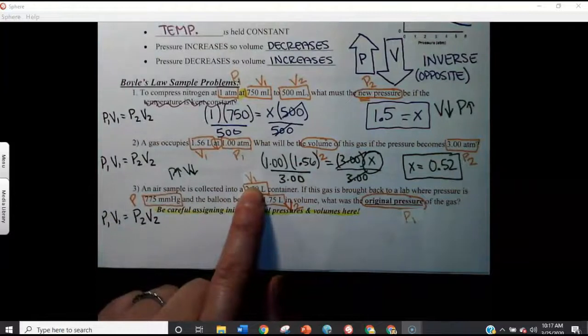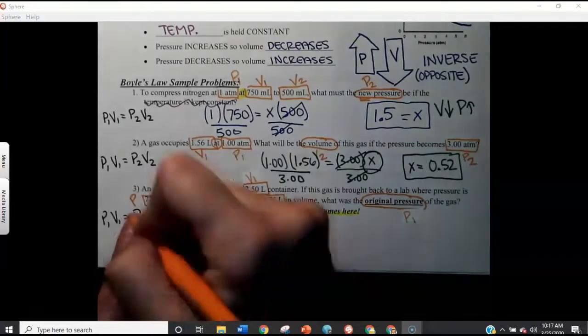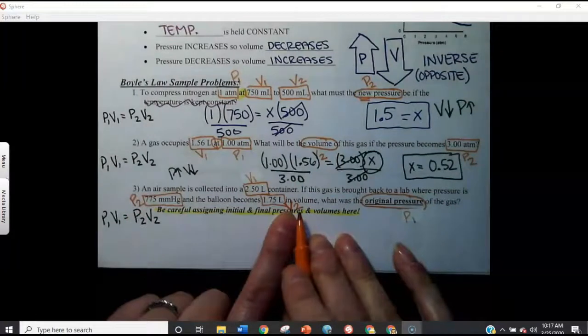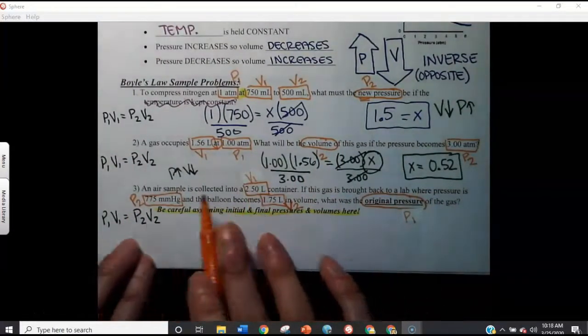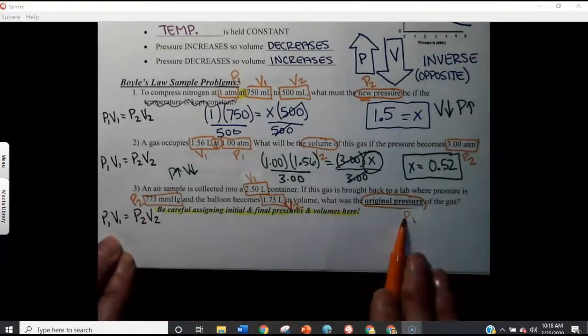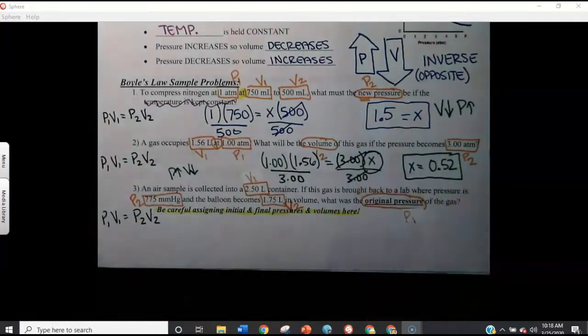So again, take a look. An air sample is collected into that first volume. The gas is changed by bringing it to a lab, where the lab pressure is that, and the lab volume is this. So this one's harder because it gives you volume 1, pressure 2, volume 2, pressure 1, whereas the other ones we did were 1, 1, 2, 2. So sometimes it does give you the numbers out of order, just be careful, all right?